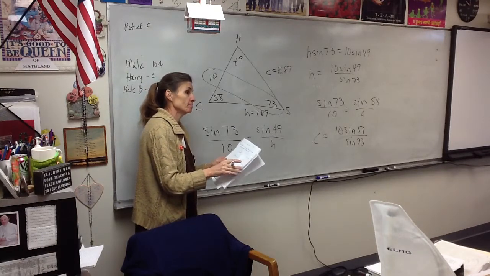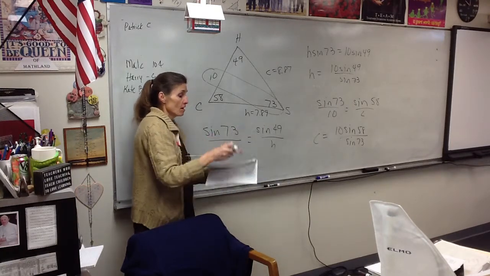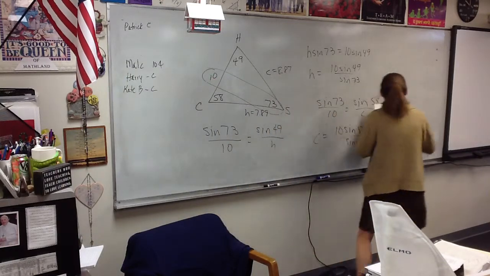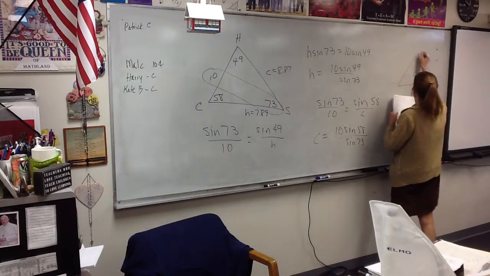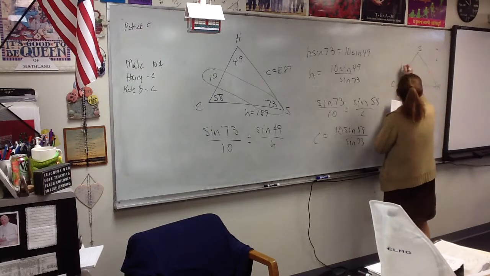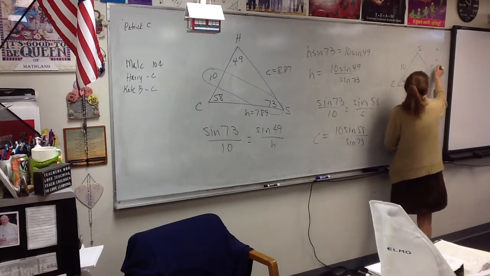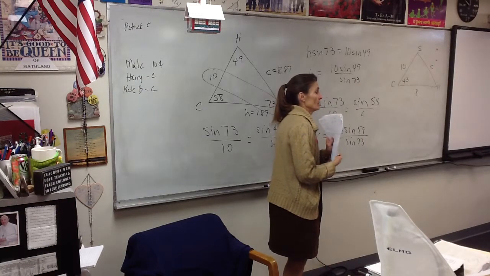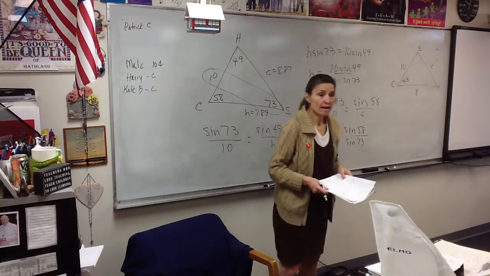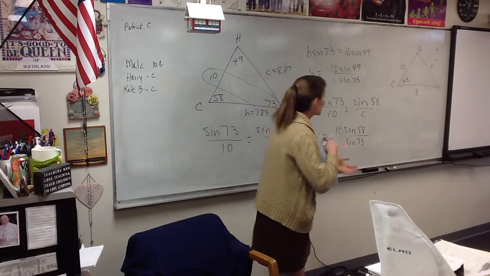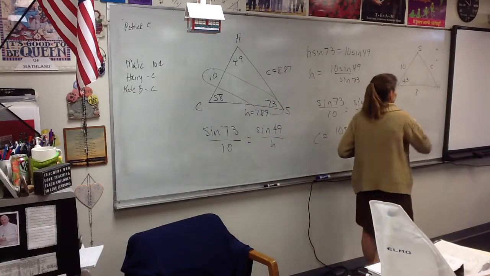Last chance. All right, on the back. I hope you paid attention that you are not solving this whole triangle. It says find side C only. Whenever you find the side of a triangle, you're either going to use the law of sines or the law of cosines. Which one is appropriate this time?